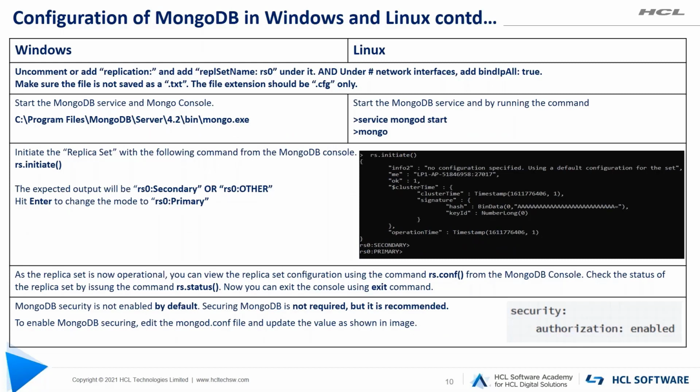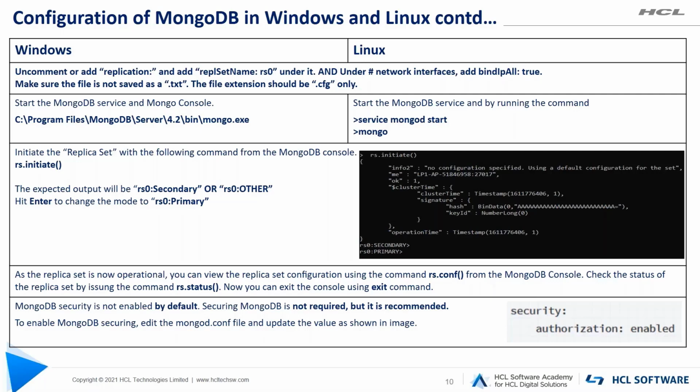So this is one of the important stages of the configuration. Now, while you're in edit mode, remove the hash sign against the replication section and add REPL setname /RS0 under it. And under network interface, just add bind IP all :true. As per our past experience, most of the mistakes happen at this stage only.